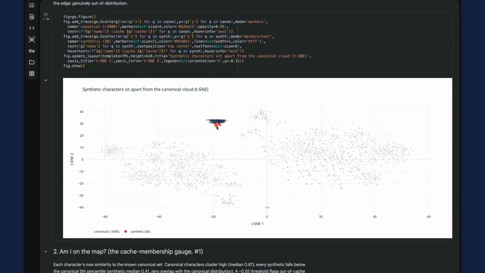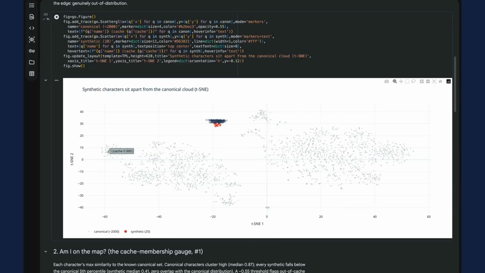In-corpus characters sit at a median maximum cosine similarity of 0.87, the out-of-corpus synthetics at 0.41, and a threshold near 0.55 catches every synthetic, while falsely flagging 2.3% of canonical characters. Take that 0.99 as an upper bound rather than a deployment number. It was measured on a contrast built to be separable, and on naturally occurring characters, you would recalibrate the threshold on your own domain.